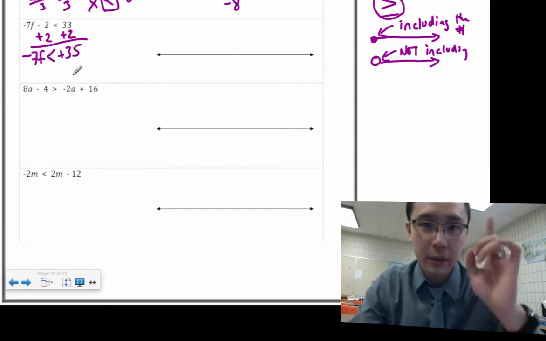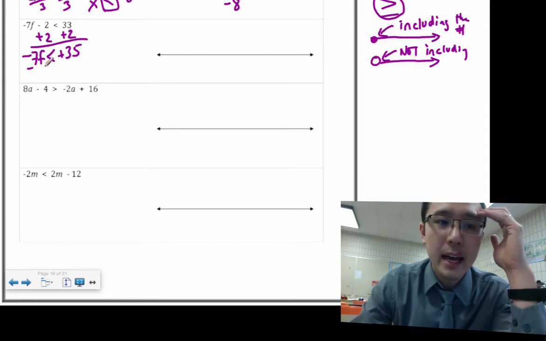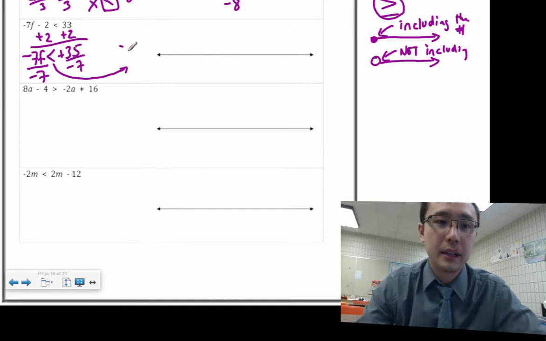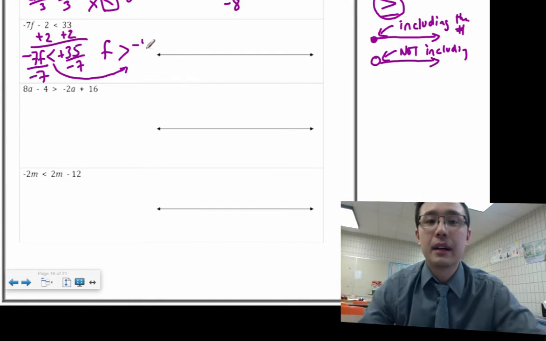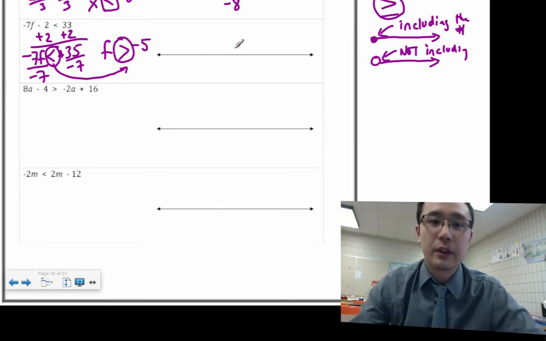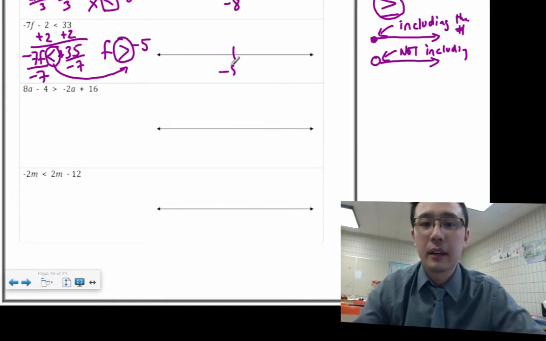Here's the trick to inequalities. Anytime you're dividing by a negative number, like this, you're going to flip this sign. So this becomes a greater than. So f is greater than negative 5. So that's the trick. What was a less than became a greater than. So if it's greater than negative 5, I'm going to say greater than negative 5, negative 4. So I'm going to have it like this.